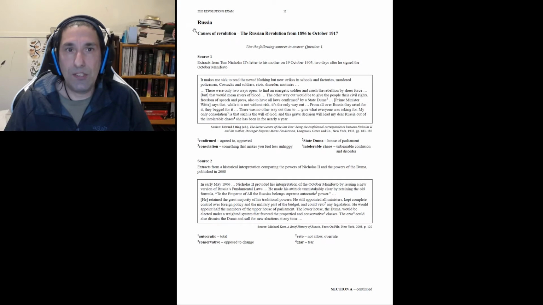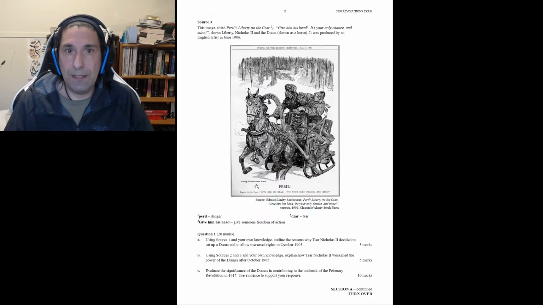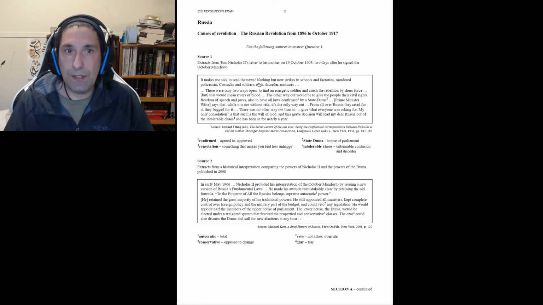So this is section A on the Russian Revolution, and section A part 1 is source analysis. In 2020 we had source 1, a written extract, source 2 was another written extract, and then source 3 was an image. So you had 3 sources, and then you had 3 questions that you had to answer in relation to those sources. So let's just have a look at these sources.